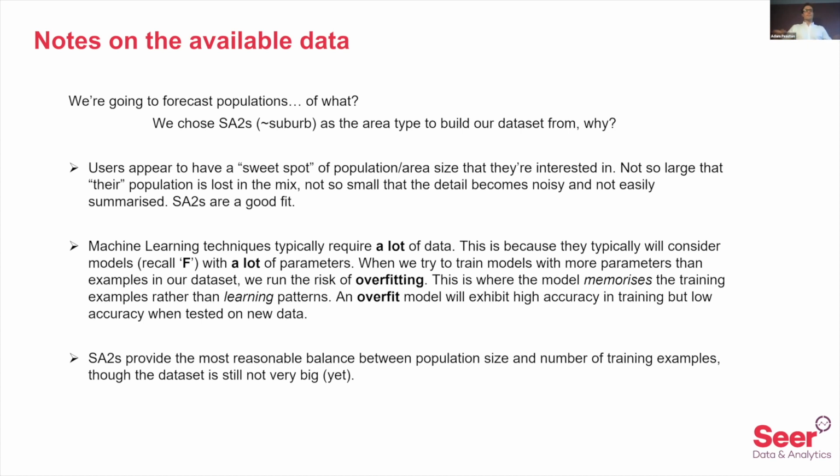So we need a lot of them, but obviously the more training examples, the more areas we break Australia into, the smaller the populations in each one and the noisier each particular population becomes. So for that reason, SA2s seem to be about the right trade-off.